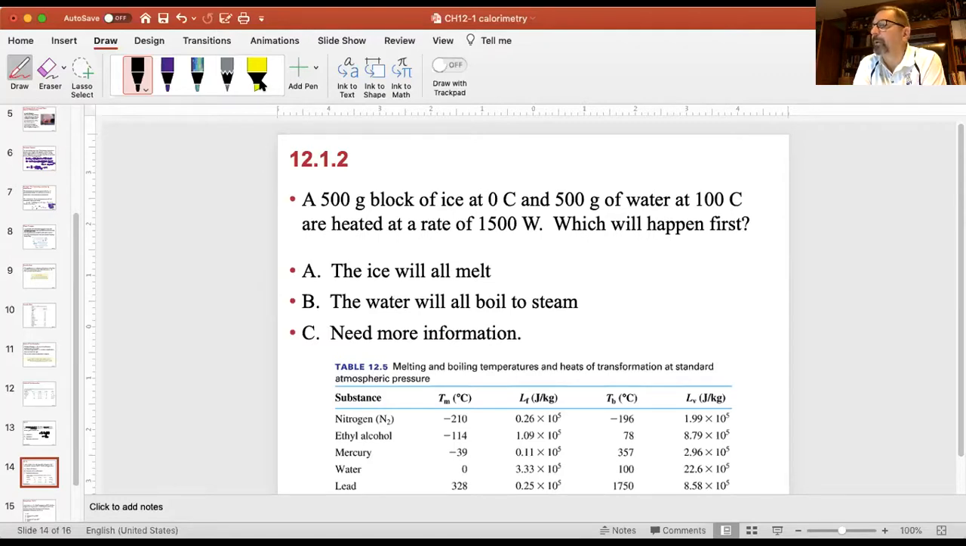So again, equal mass, which is going to happen first? The ice will melt or the water will boil to steam? And of course, here I'm checking to make sure you know what watts are. What is power?